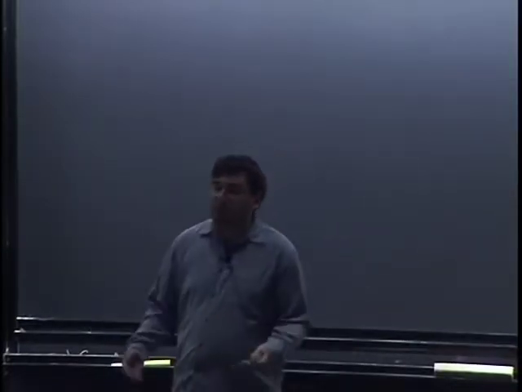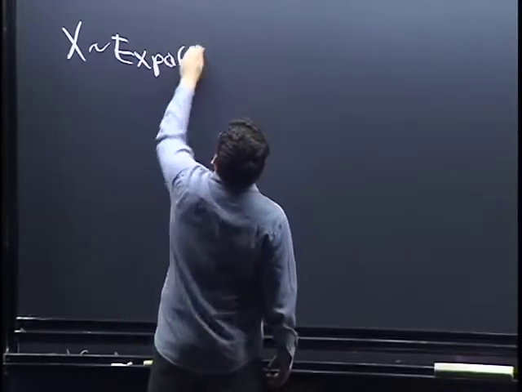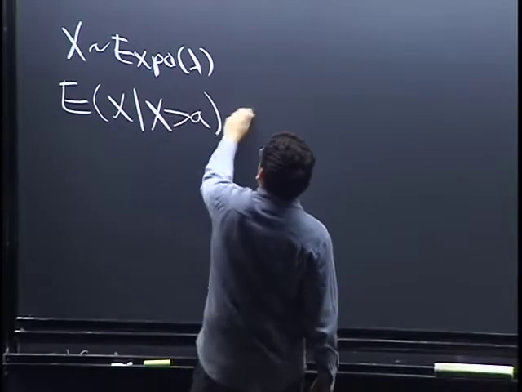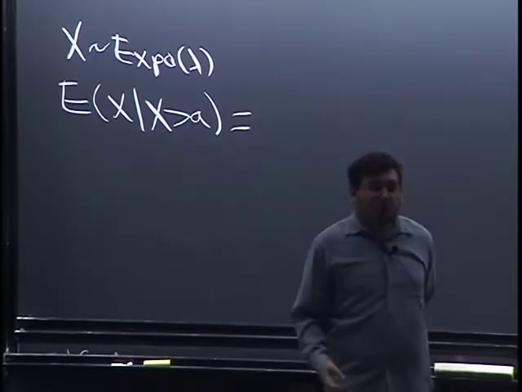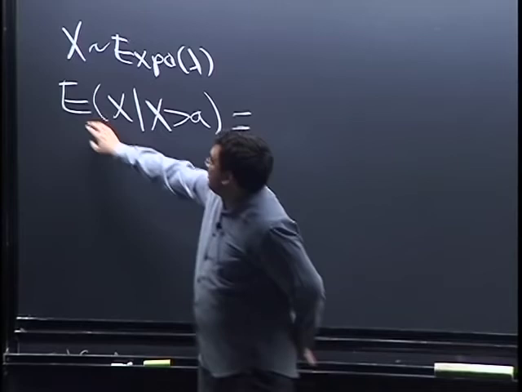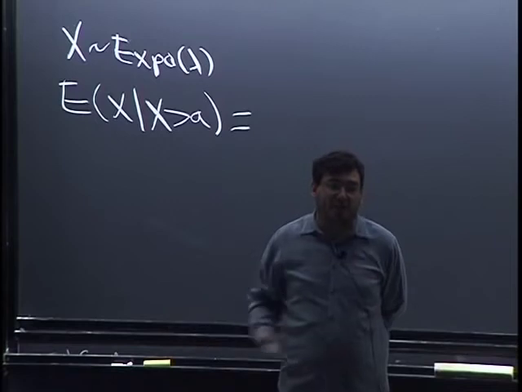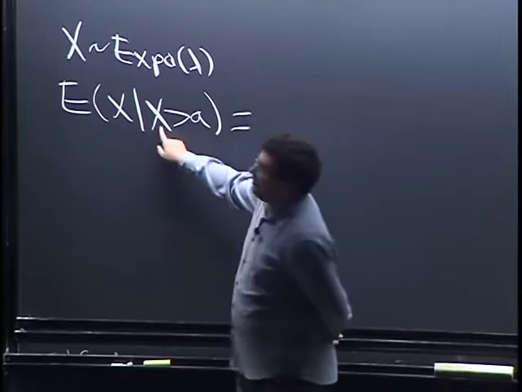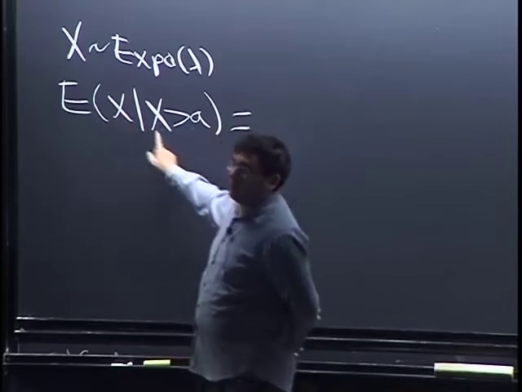Here's a corollary of this memoryless property that's often useful. Again, we're letting X be exponential lambda, and suppose we want to know the expected value of X given that X is greater than some number a. This is our first time actually using this notation, conditional expectation, but you should already know what it means. It just says take the expectation, but instead of using probability, use conditional probability. That gives us conditional expectation. Intuitively, given the information that you've waited at least a minutes, what's the expected value of X given that information?